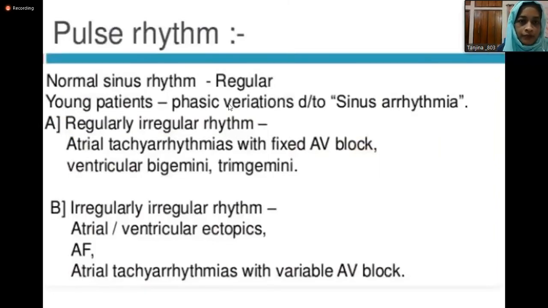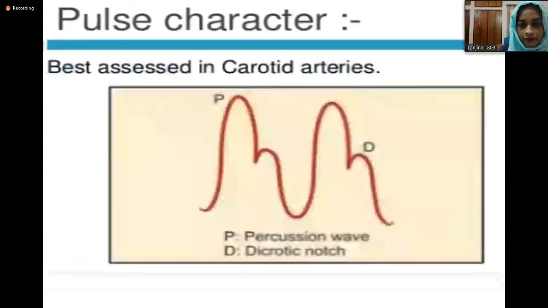Pulse rhythm: normal sinus rhythm is regular. Regularly irregular rhythm is found mainly in atrial tachyarrhythmias with fixed AV block, and irregularly irregular rhythm is found in ventricular ectopics, atrial fibrillation, and atrial tachyarrhythmias with variable AV block. Pulse character is also best assessed in the carotid arteries. There are two waves: this is the percussion wave, and this is the dicrotic notch.